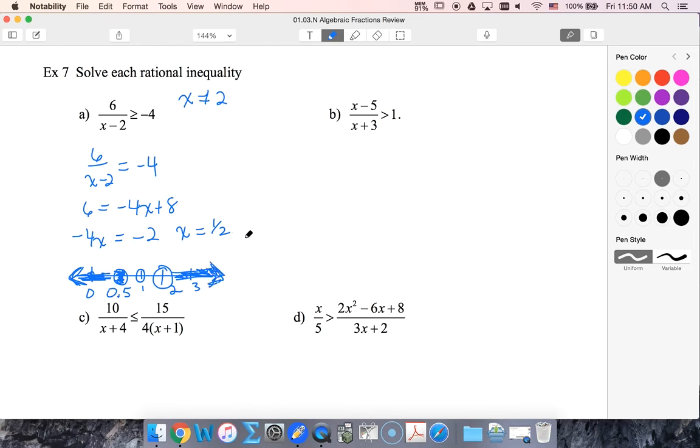So in the end, my solution is x is going to be less than or equal to a half, because I was allowed to be equal to a half, or x is greater than 2. Notice that I cannot have a scenario where I would put these into one inequality or use the word and, because a number cannot be less than a half and simultaneously greater than 2.